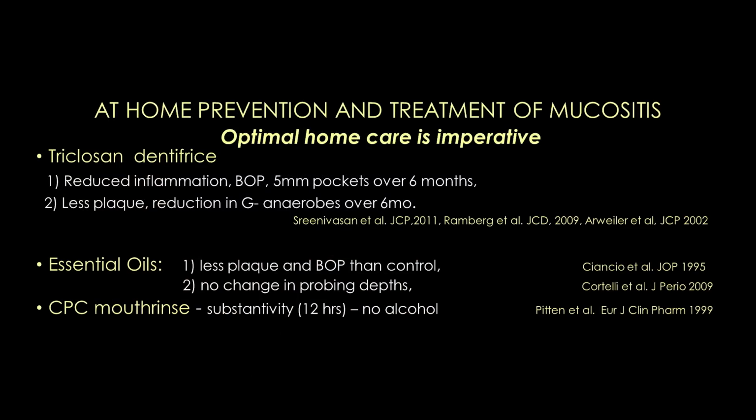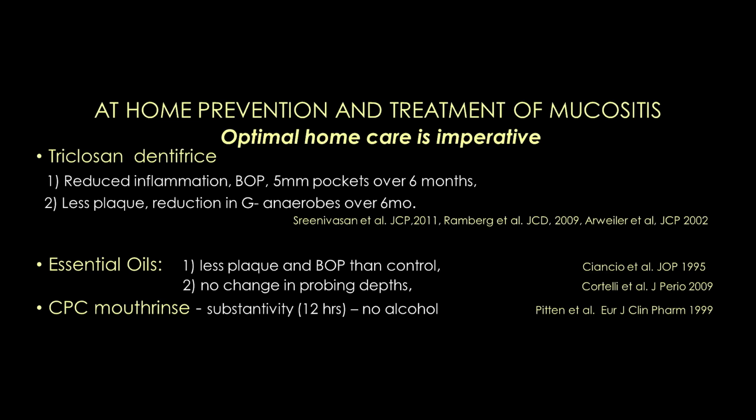And we're asking them to brush with the triclosan dentifrice. This is Colgate Total toothpaste in the United States. Triclosan dentifrice, the Total, has been shown to reduce inflammation, bleeding upon probing, and 5 millimeter pockets over the course of 6 months. Again, we're seeing the patient every 3 months. There's less plaque, there's reduction in gram-negative anaerobes also over 6 months. Much research on it. We're also asking the patient to rinse their mouth out with a mouthwash.